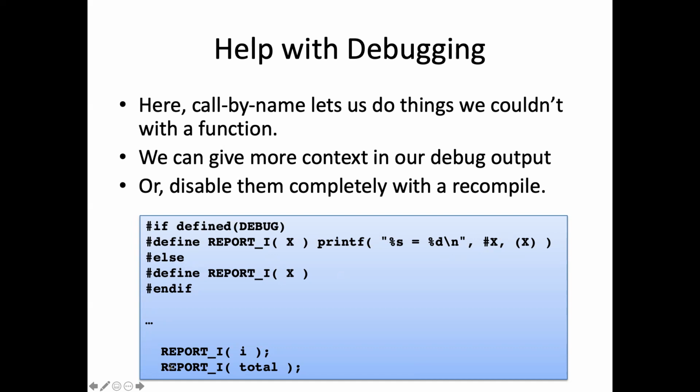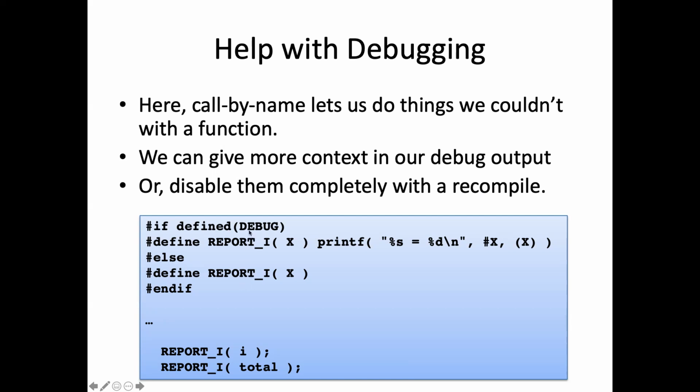And that's what I've done here. Here's how you could use this macro. If debugging is turned on, all of these report I's get replaced by this call to printf. If debugging is not turned on, well, I still define report I, I just define it to expand to nothing. So if debugging is turned off, all of these debugging messages go away, but I can easily turn them back on by changing the value of the symbol.